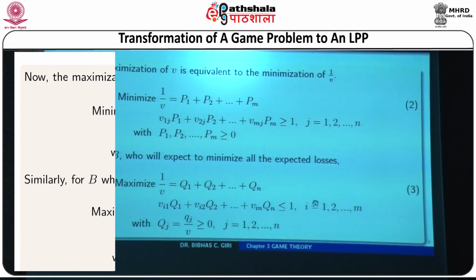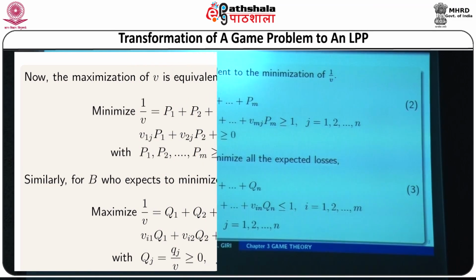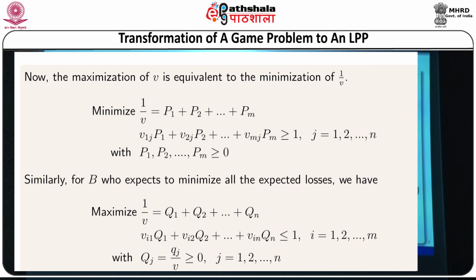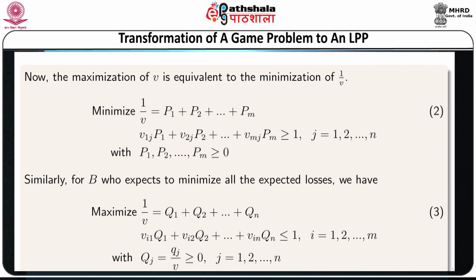Now, the maximization of V is equivalent to minimization of 1 by V. Therefore, we can write: minimize 1 by V equal to P1 plus P2 plus dot dot dot Pm, subject to V1j P1 plus V2j P2 plus dot dot dot Vmj Pm greater than or equal to 1 for j equal to 1 up to n, with P1, P2, dot dot dot Pm all greater than or equal to 0.